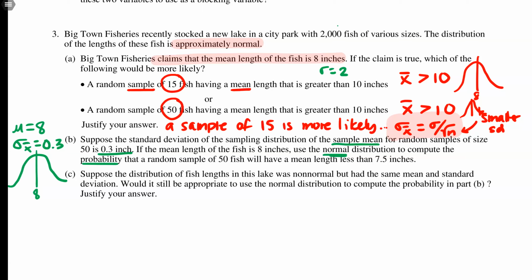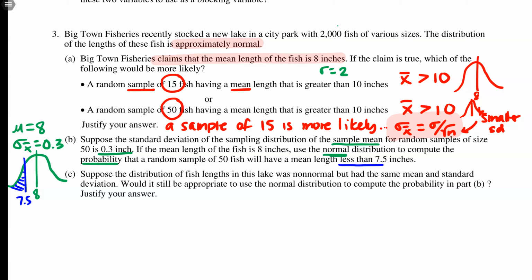We do need to have a cutoff and direction, so you either rewrite your answer with less than 7.5 or you draw it on your curve. That's completely fine, 7.5, and you shade less than. That'll also get you cutoff and direction. You could even use the probability notation. We didn't use that often, so I'm not going to.